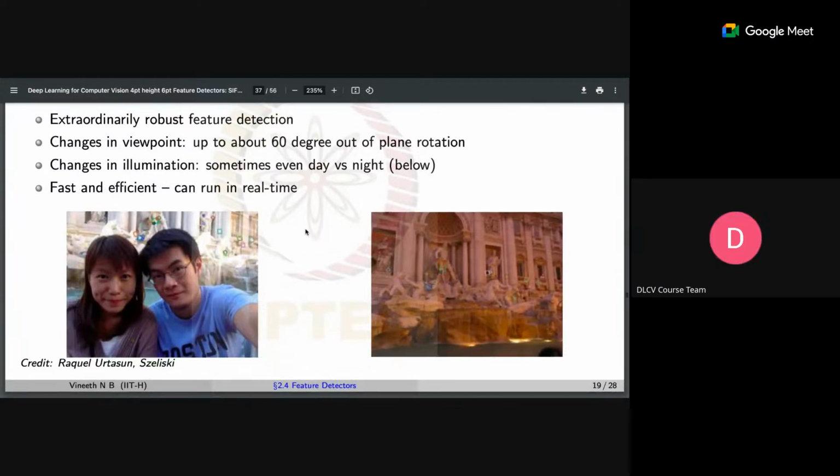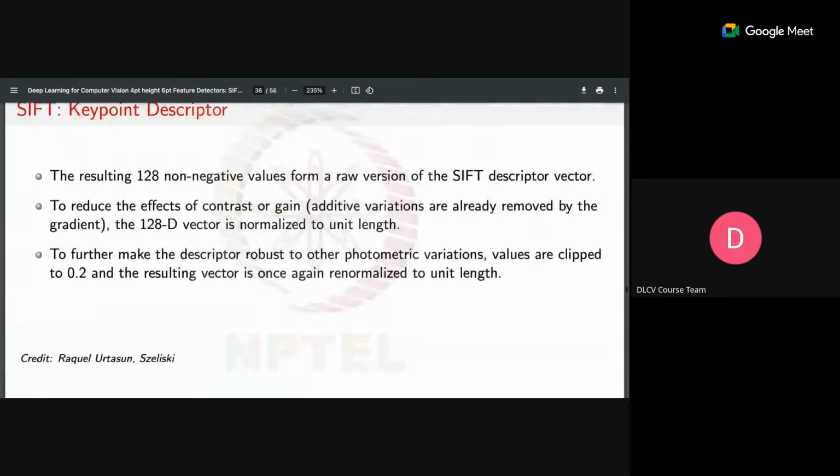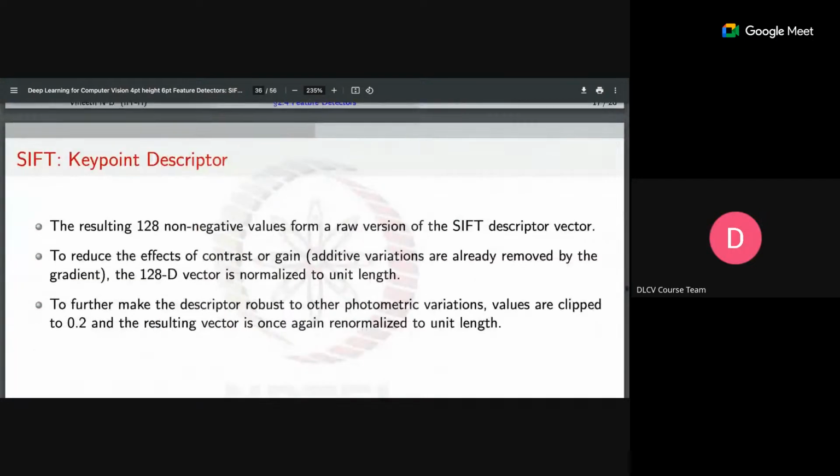So basically, at the end, you will get the features which are important features, which are invariant to scale, invariant to shape and rotation, and invariant to illumination. All those properties. That is it.